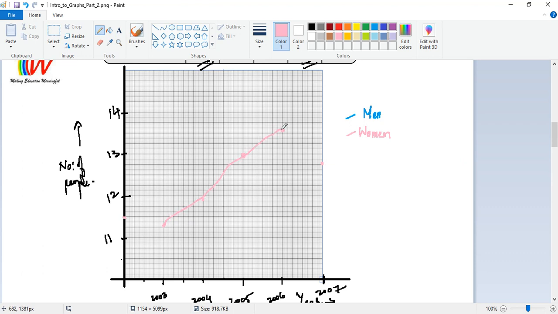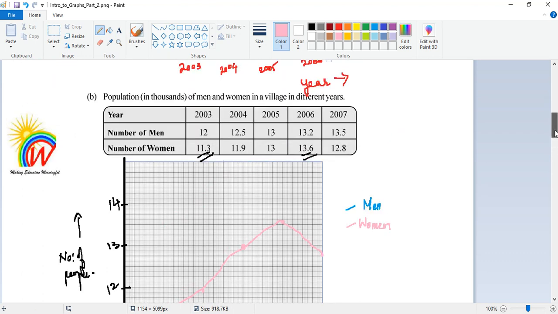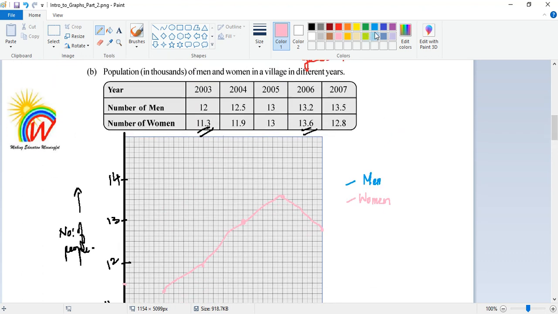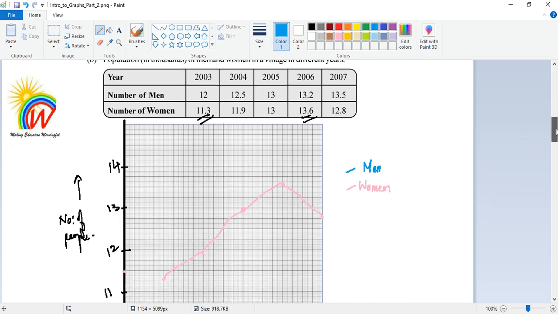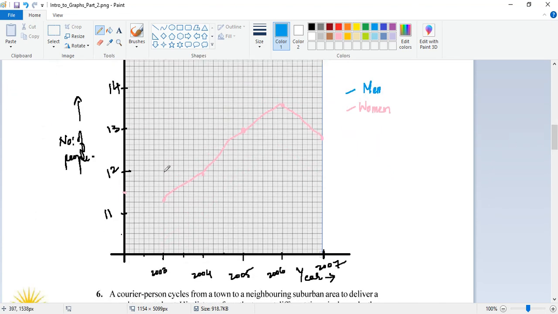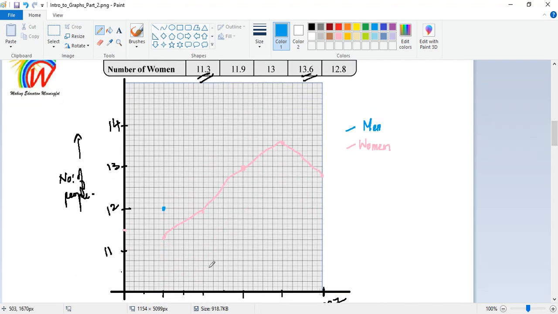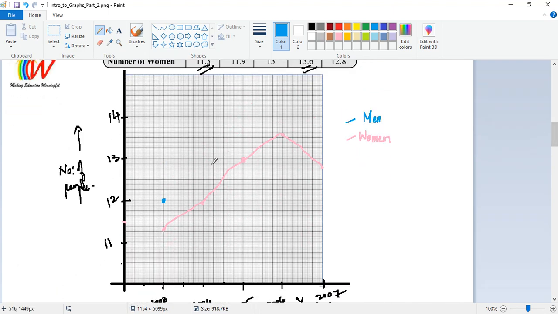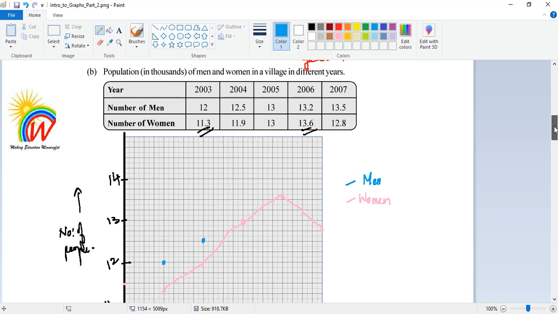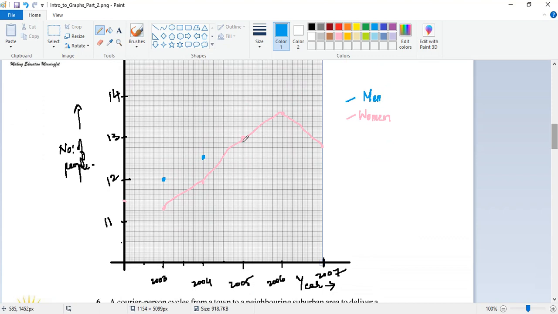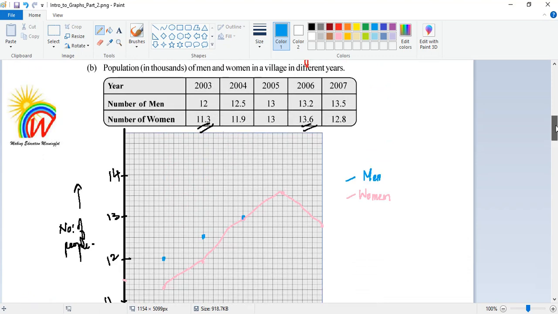Okay, and then like this. This is your women. Okay, now for men, let's use the blue color. The number of men is 12 first here, and then comes your 12.5. So your 12.5 is somewhere over here, and then next is 13. So you mark 13 over here, and then you mark 13.2.